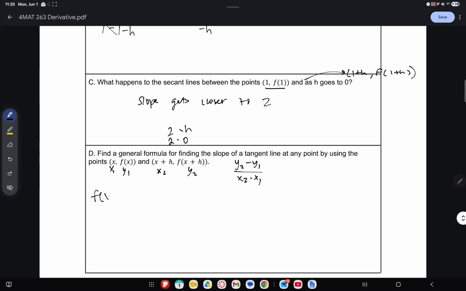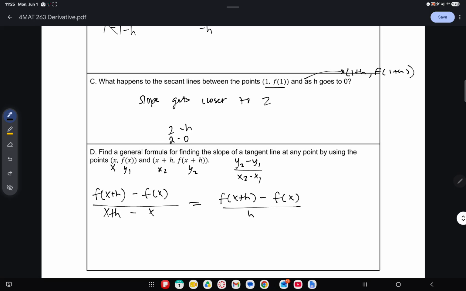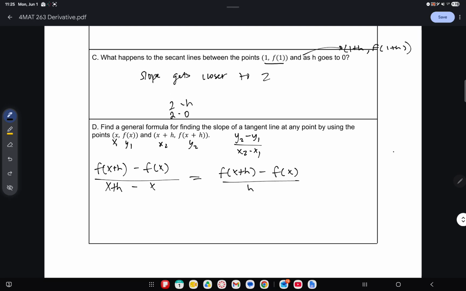So I have y, which is f of x plus h, minus y, f of x, all over x plus h minus x. And then we can see what this is going to simplify down to, right? f of x plus h minus f of x. x minus x is going to simplify, so I'm going to be left with h, right? So how cool is that? Because doesn't that look like the difference quotient? And then we look at what is happening as h is going to 0, right?